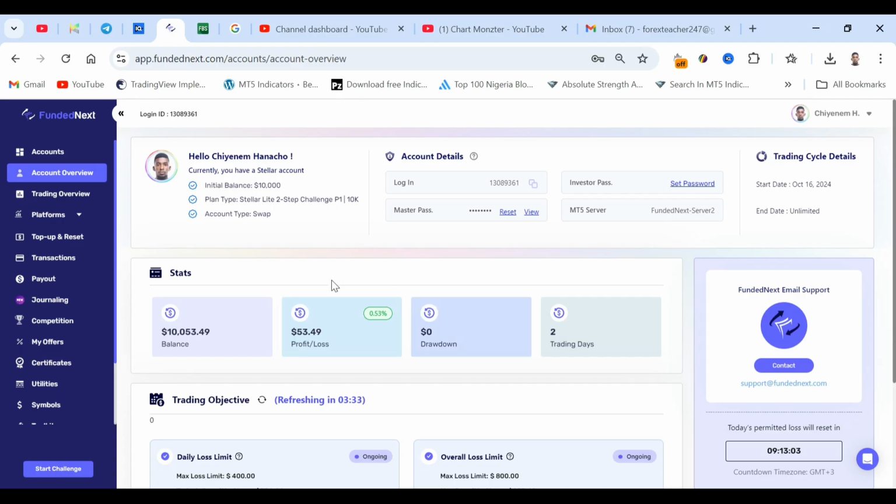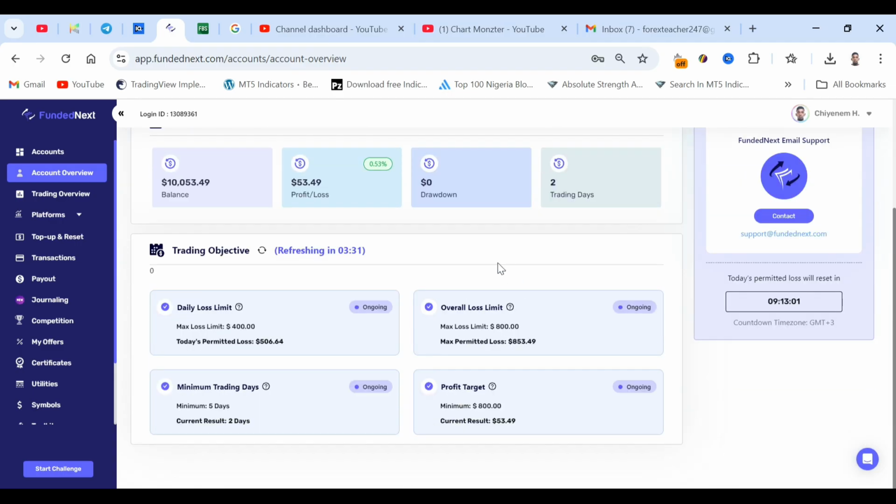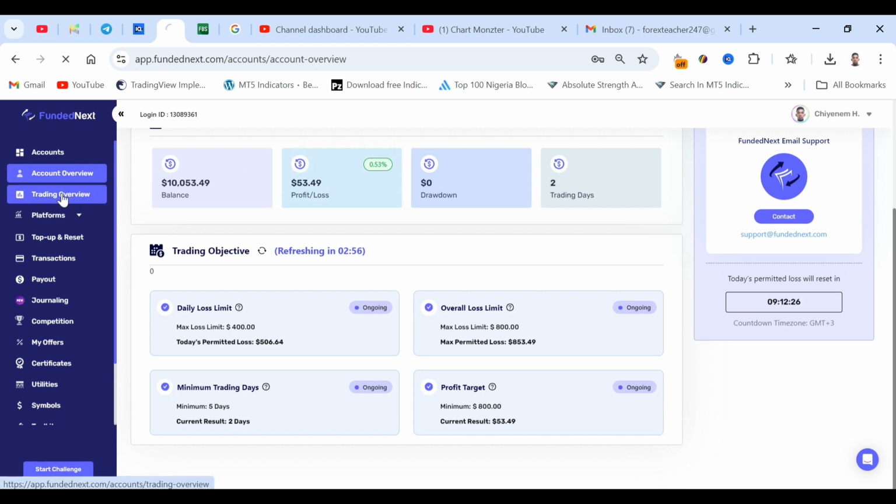So on the 10K account, as you can see, I made 1:2, and this is it. This is the second trading day. I traded the second time today on that account, and I made $112. We had a 0.50% loss last week, and now we are sitting on 0.53%. So let me show you the trade overview.